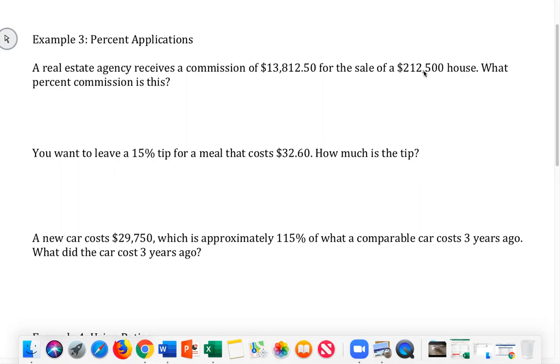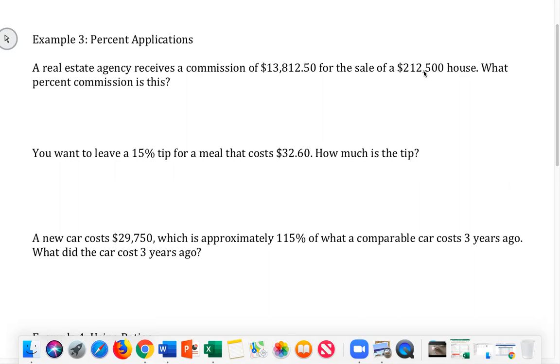So a real estate agency receives a commission of $13,812.50 from the sale of a $212,500 house. What is the percent commission? Now, I know these are big numbers and they don't seem like how you would compute a grade.